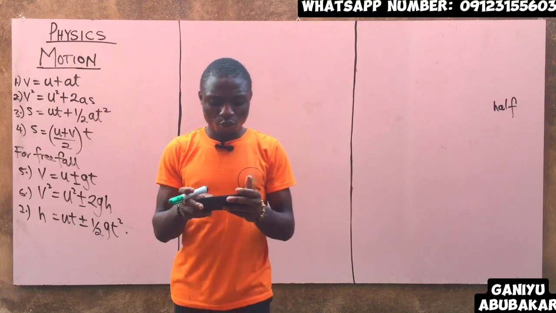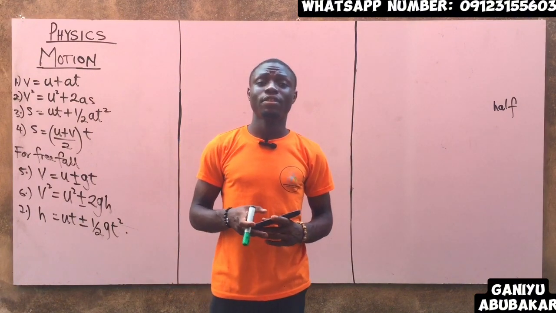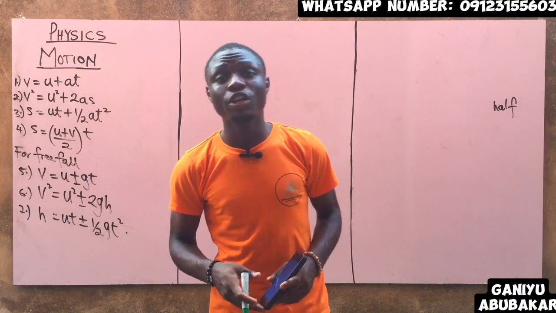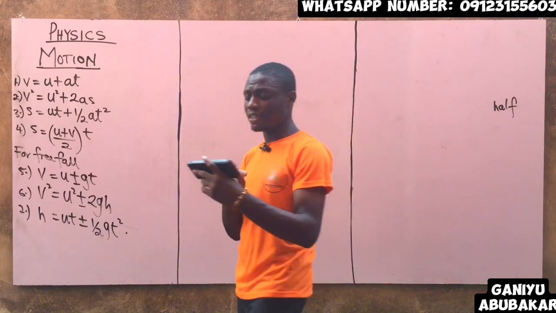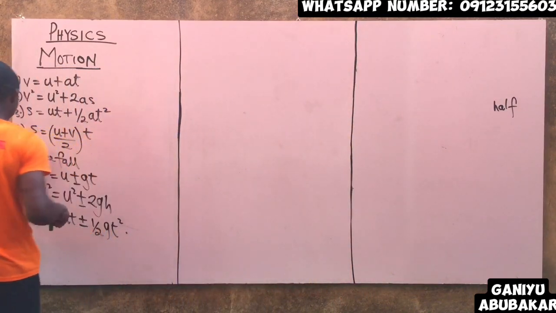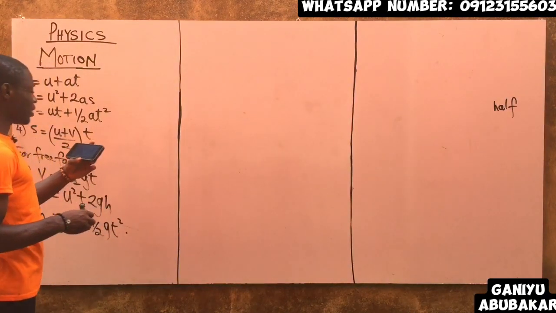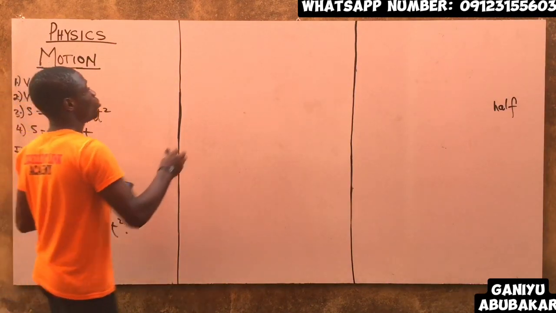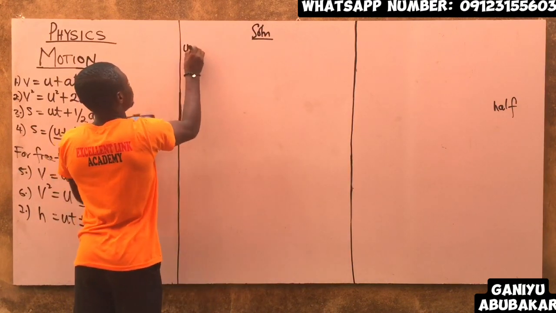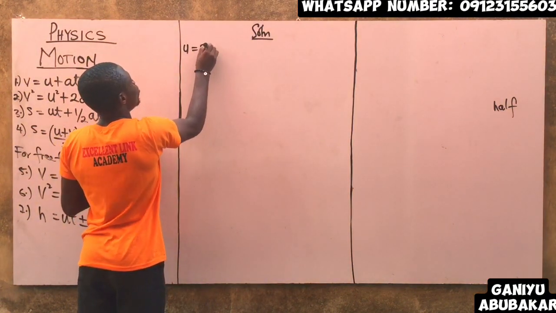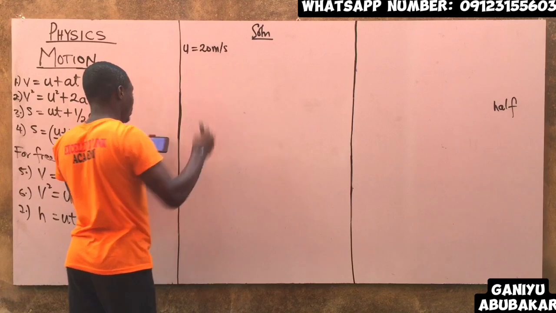So let's start with solving the question. Our first task in physics, or perhaps in science concepts, is to list out the given parameters, right? So what am I given first? I'm given the initial velocity, that's u. U is given to be 20 meter per second.